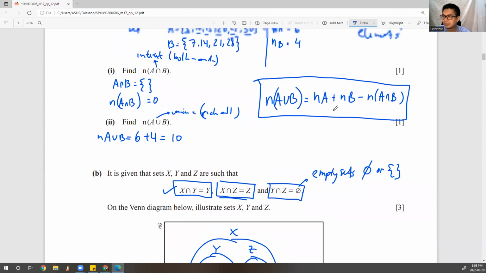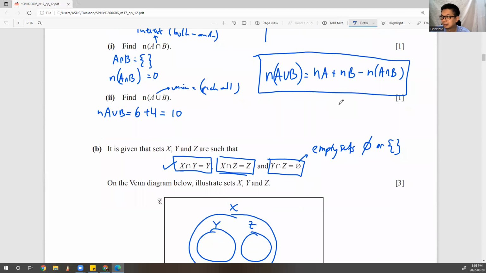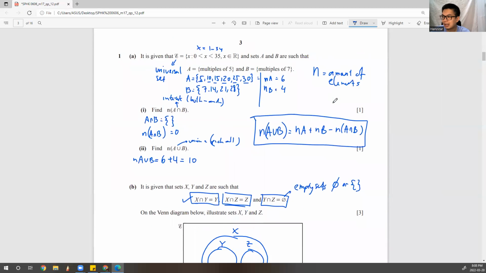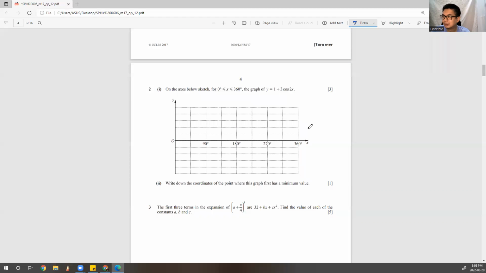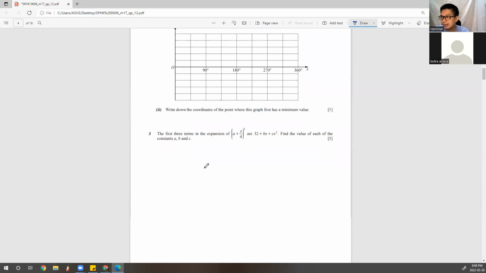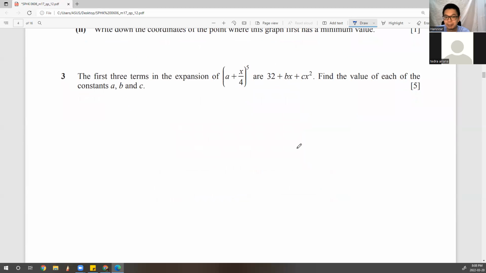Any question for this part? This number 1a and 1b. If you have any question, let me know. Okay. Now you can skip this first. Okay, there you go. Number 3 is the polynomials.